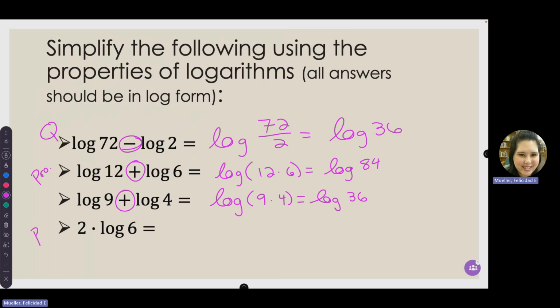And on this last one, we're going to do power property. So we're going to move this 2 to the exponent position. So we get log of 6 squared. And 6 squared is just 36. So that's multiple ways you can actually get 36 as an answer.